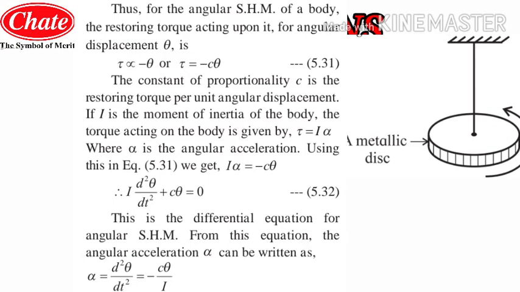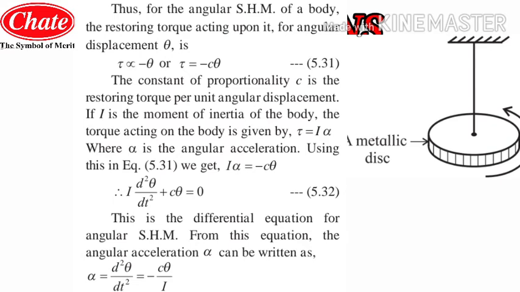If I is the moment of inertia of a body, the torque acting on the body is given by tau is equal to I into alpha, where alpha is the angular acceleration. Using this equation in the above torque value, we will get I alpha is equal to minus c into theta.